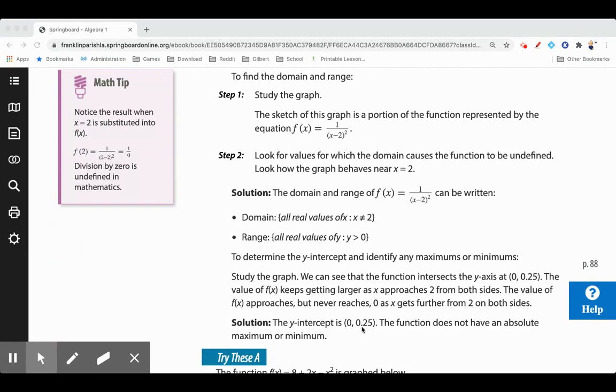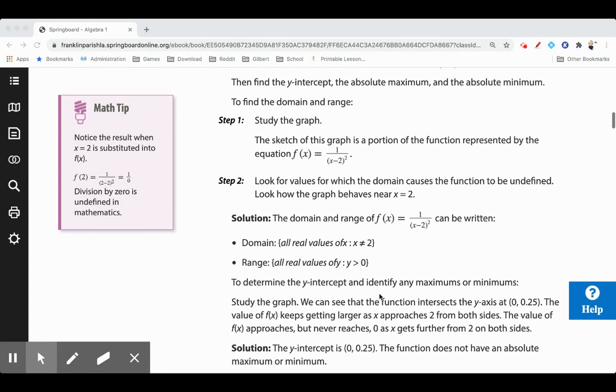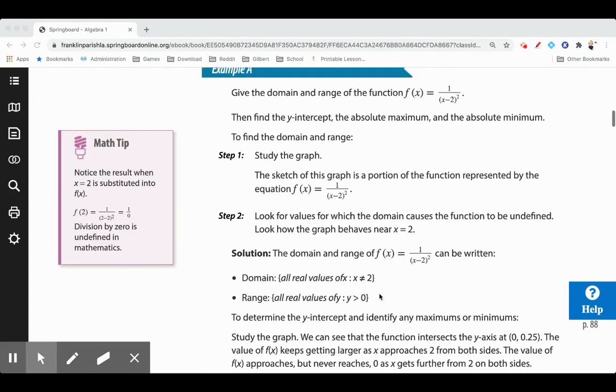0, 0.25. When x is 0, y will be 0.25. And that is the definition of y-intercept, when x is 0. That's where it touches the line, like we learned last time.